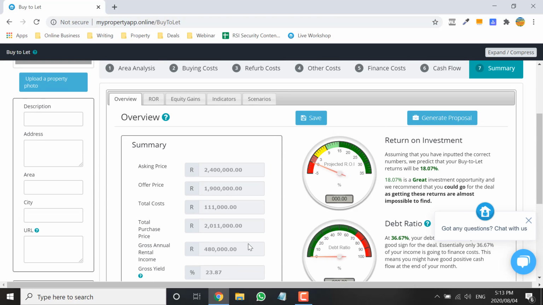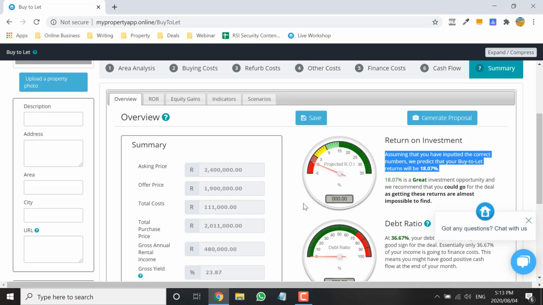Essentially, what this app allows you to do is to run from stage 1, which is area analysis, through to stage 7, inputting all the different relevant figures to determine if this deal makes financial sense or not. What you can see here is that the return on investment, 18%, is in our minds a great investment opportunity, and if you've inputted the numbers correctly, that is a good sign.